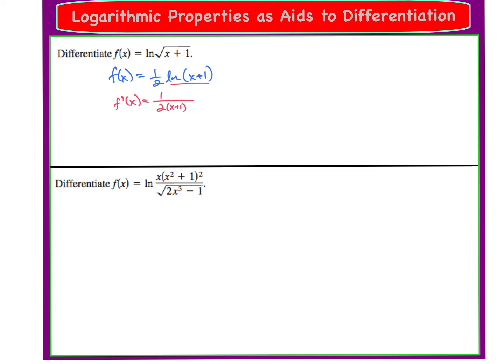f of x is equal to natural log of this big old beast. So now I have x times the quantity x squared plus 1 squared over the square root of 2x cubed minus 1. Who wants to drop that thing and then take a derivative of it? Anybody? No? No? Good idea. I wouldn't either. All right. So we get this big old nasty log.